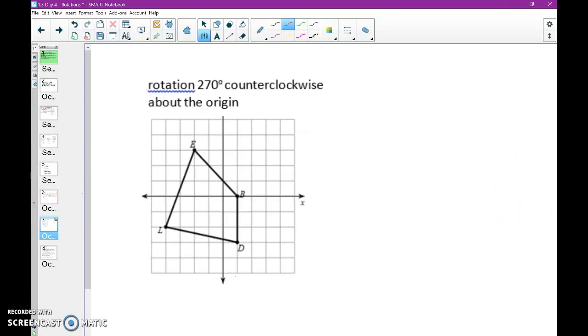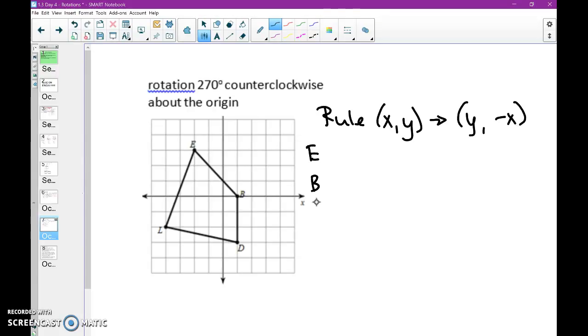Last example, 270-degree rotation. First of all, make sure you check your rule. It's X comma Y goes to Y comma -X. Let's start with our original points. Hopefully that part was easy because you're literally just naming what you see there. E is at -2, 3. B is at 1, 0. D is at 1, -3. And L is at -4, -2.